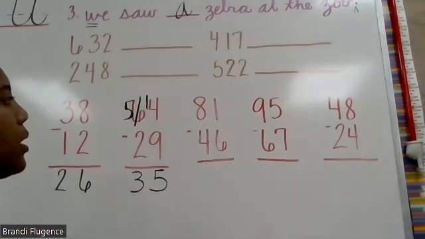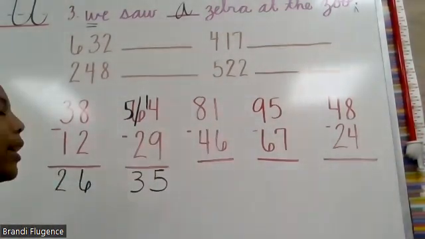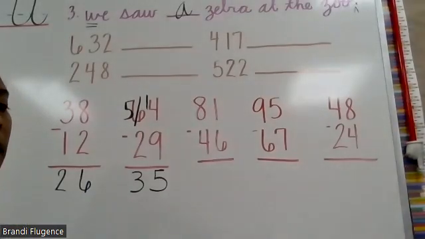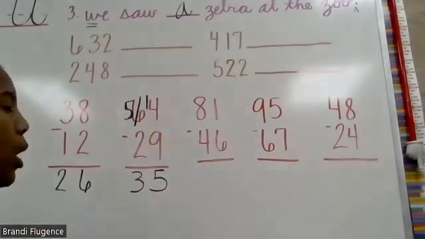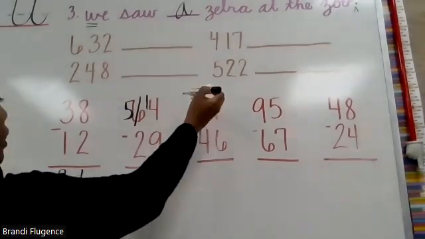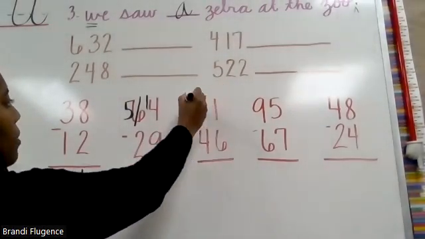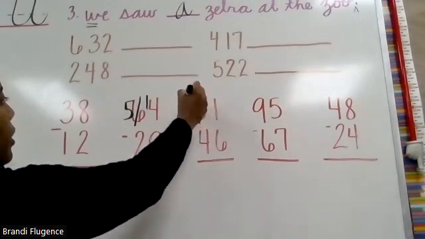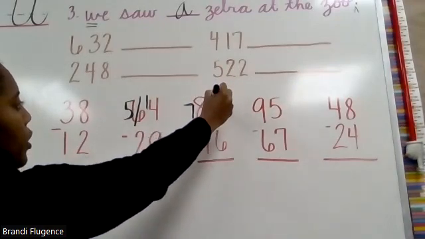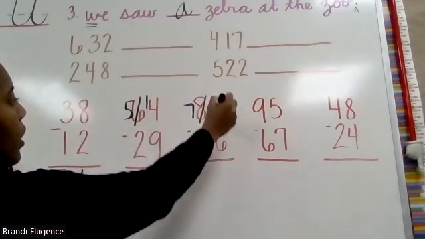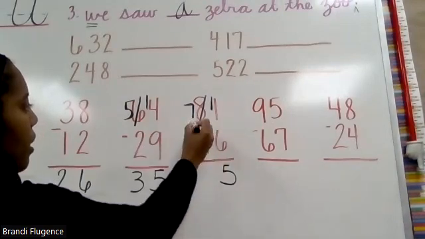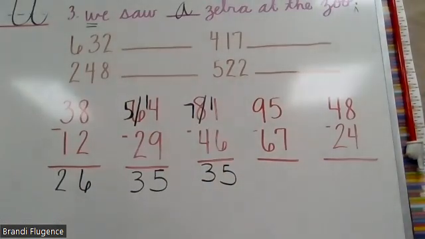All right, 81 minus 46. So we have 1 minus 6. Is that possible, to take 6 out of 1? No. So we need to borrow and trade. So we need to take 10 from 8. It becomes 71. Then we add the 10 to the back number, which makes it 11. So 11 minus 6 is 5, and 7 minus 4 is 3.